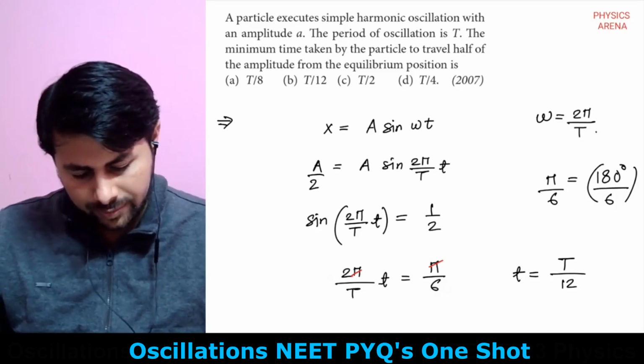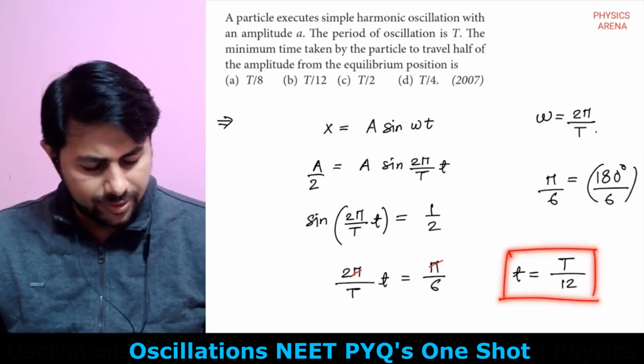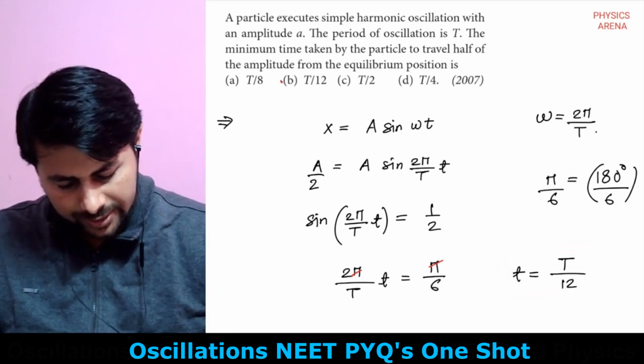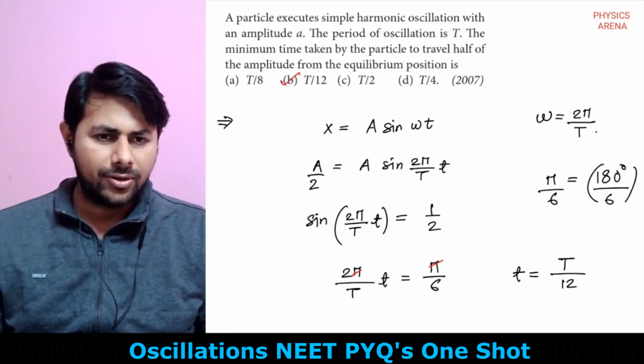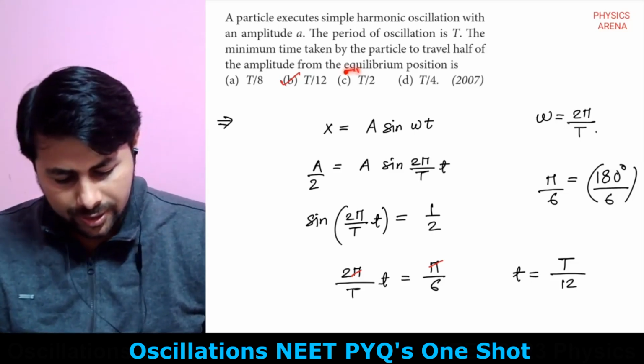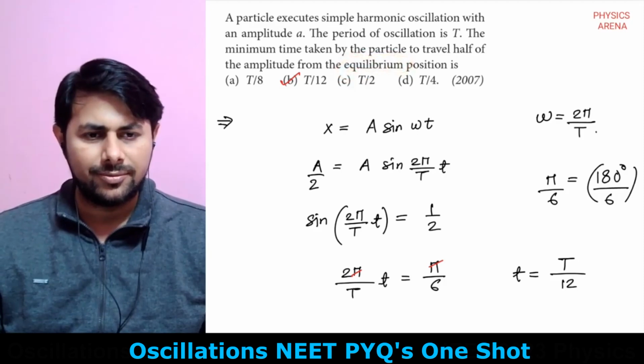In the question, they have mentioned this. Okay, t is equal to capital T by 12. This is the answer. See, in your question, they are not mentioning mean position. They are saying it's equilibrium position. Equilibrium means mean.